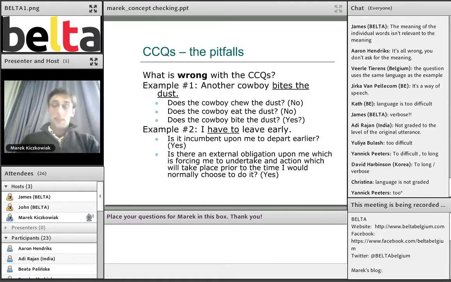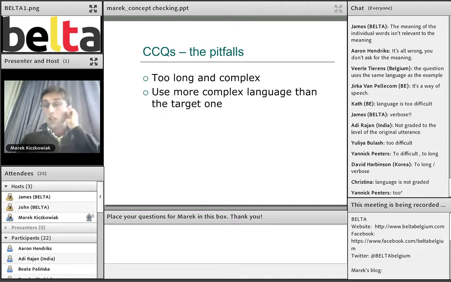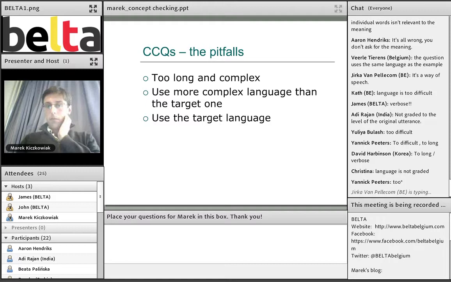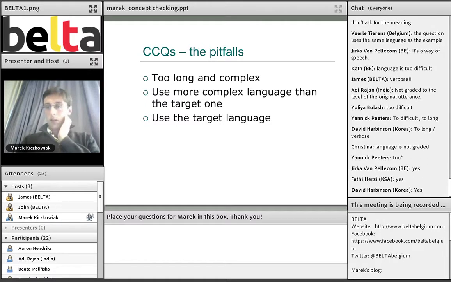Okay, well, fantastic. So here are some of the pitfalls that you've mentioned while we were discussing the previous examples. Some CCQs are just too long and too complex. The language they use is definitely too complex for the students, or more complex than the target language. They use the target language. By the way, is the term target language clear to everybody? Target language is the grammar or vocabulary point that we are teaching. Okay, yeah, it's clear to everybody.